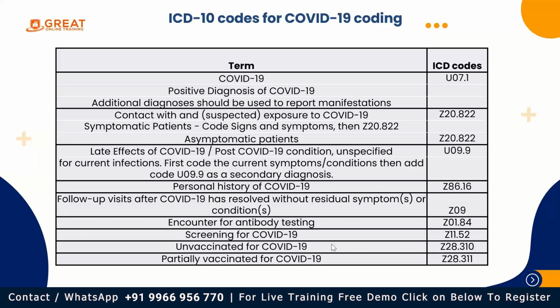For unvaccinated COVID-19, we have Z28.310. And for partially vaccinated for COVID-19, Z28.311 is there. You can note down these codes in your guideline section.